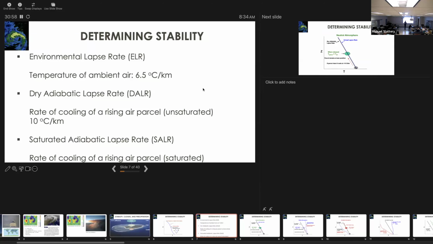bubble. Is that really true? Probably not, but we can't deal with that. But as soon as it becomes saturated, then the rate of cooling changes, and it changes at the SALR. So then how is that a set term or a set number if there's always going to be flow between them? It is a set number. If you have no heat exchange, and you do this experimentally in the lab, it does cool at 1 degree per 100 meters.